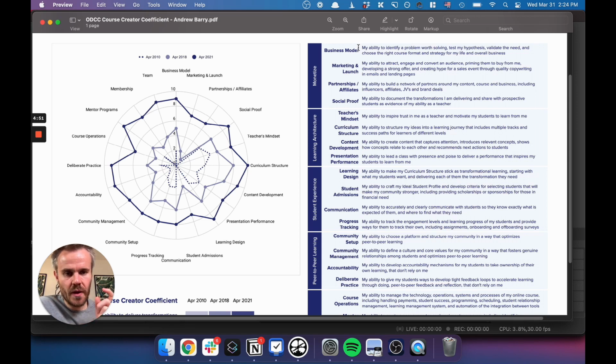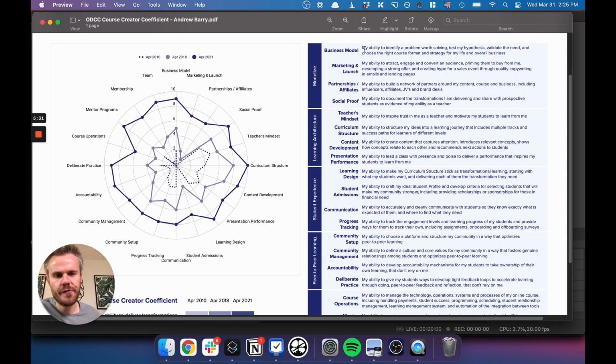So when I go through these, I put a score for these, and so I'm at a 9 over here, at a 7 for marketing and launch, a 7 for partnerships and affiliates. And I sort of go through this whole thing once, put all my scores in, and then go back and look at it and go, well, okay, if I'm a 10 in curriculum structure or a 9 in content development, how does that compare relatively with teachers' mindset or student admissions or things like that? And so that was quite helpful. So kind of go through it once, put all the scores you think in, and then look at that relative performance. So let me just talk through some of these in a bit more detail.